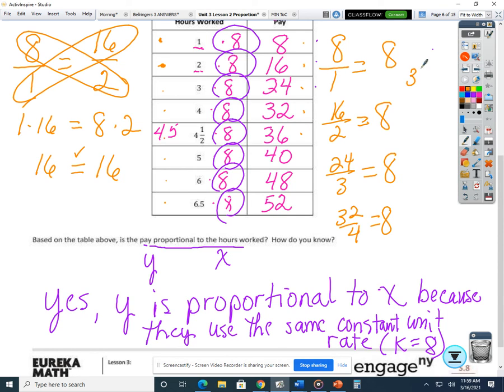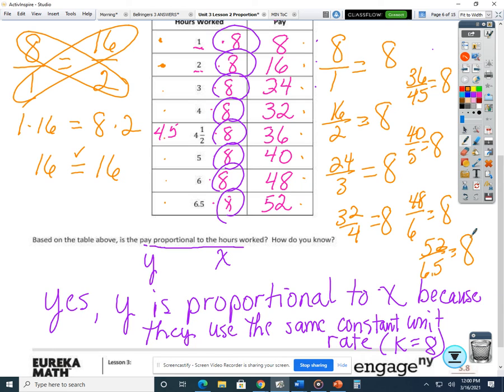Next, 36 over 4.5. 36 divided by 4.5 equals 8. Our next one, 40 over 5. 40 divided by 5 equals 8. 48 over 6. 48 divided by 6 equals 8. And finally, 52 over 6.5. 52 divided by 6.5 equals 8.